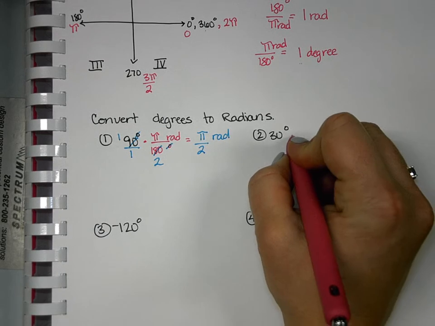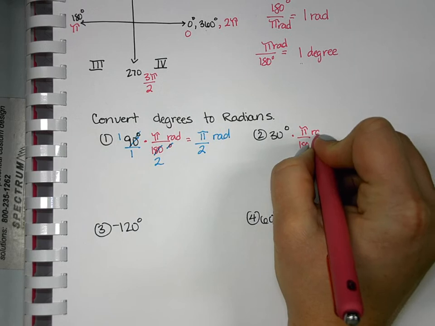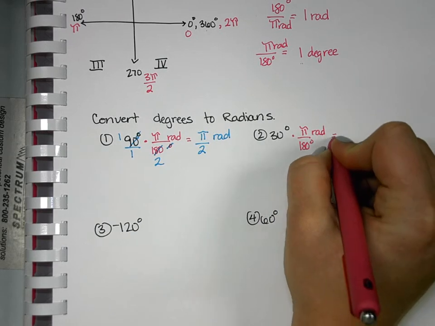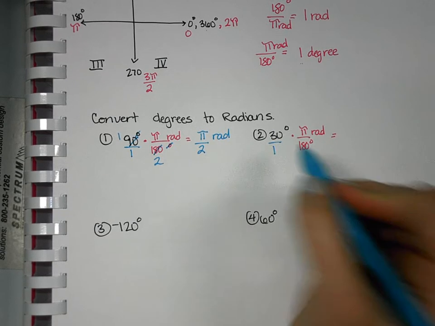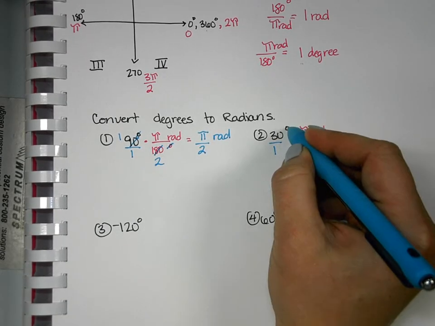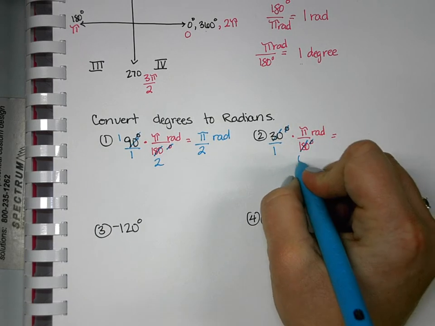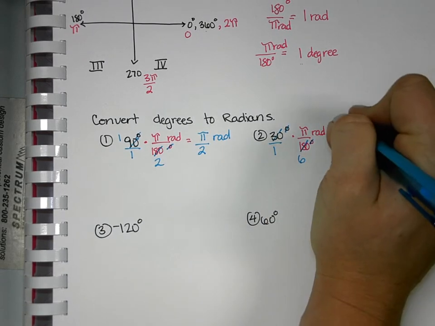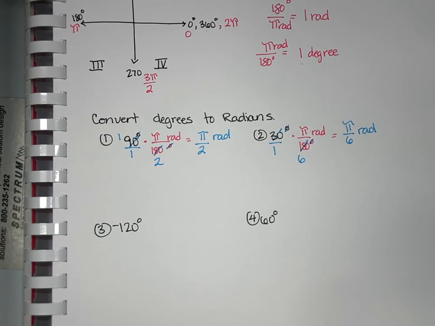Again, for 30, we're going to multiply it by pi over 180, so pi radians over 180 degrees. Remember to think of the 30 degrees as over 1. Cancel the degrees. The numbers can also reduce to 6. When we multiply, we'll get pi over 6, with radians being our unit that's left.